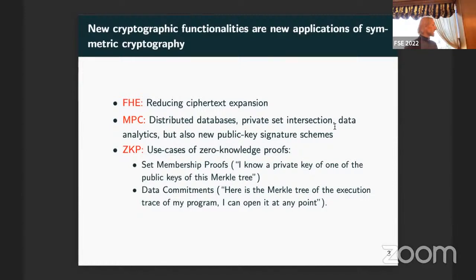And last but not least, in the area of zero knowledge proofs, especially hash functions are needed there. For example, if you want to prove membership in a set, it always boils down to proving knowledge of a preimage of a hash function. And there, the implementation properties of those hash functions relative to these proof systems are becoming very important.